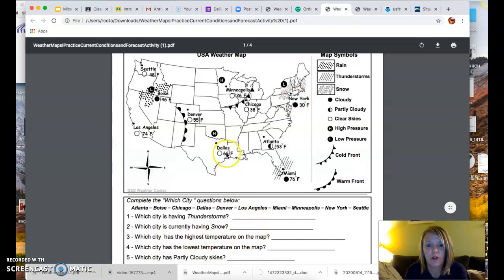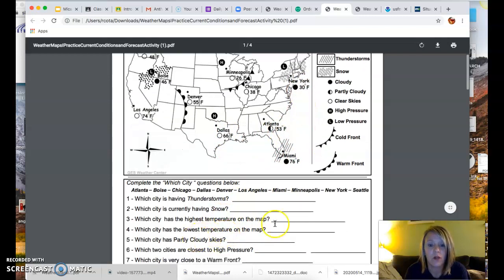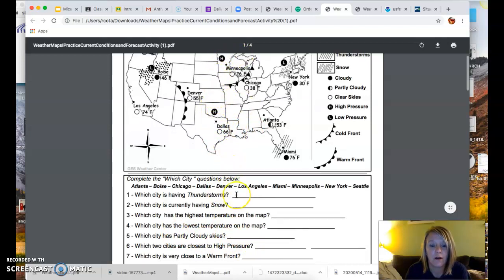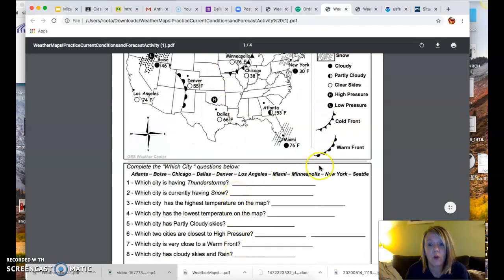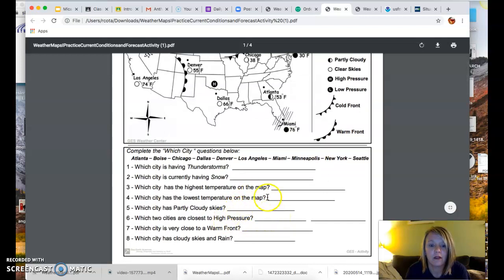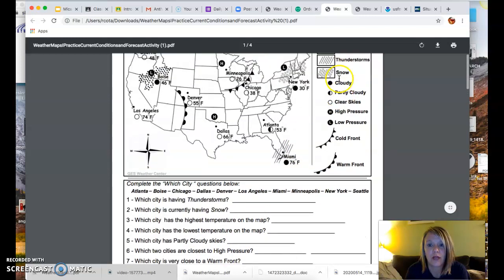Highest temperature, the temperatures are listed right here. Lowest temperature, partly cloudy skies. High pressure would be, the highest pressure would be the cities that are next to the center of these high pressure systems right here. Which city is close to a warm front? Remember, this is the symbol for that. And then cloudy skies and rain. Just look up here and write down the city name on there.